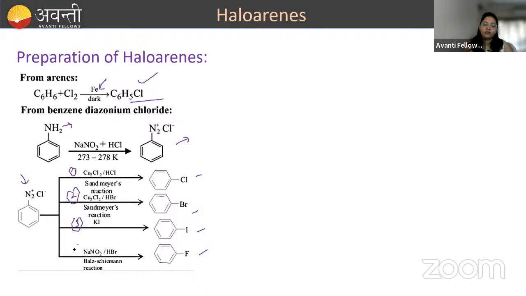These are very good and important reactions. When it undergoes reaction with Cu2Cl2, this reaction is known as Sandmeyer's reaction. When it reacts with cuprous bromide in the presence of HBr, there is a formation of Br. This is again a Sandmeyer reaction. When it reacts with KI, it is the preparation of iodobenzene. And when it reacts with NaNO2 in the presence of HBF4, it is the Balz-Schiemann reaction. There is formation of what? Fluoride. So here HF will come, not HBr. Okay, so these are our preparation reactions for haloarenes.